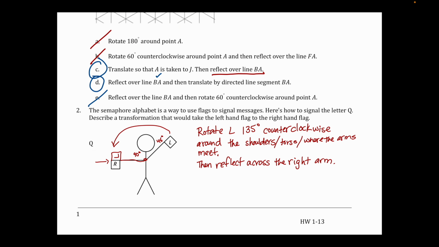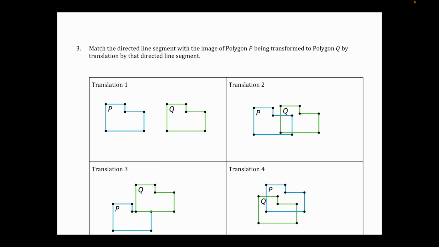Okay, let's go on to question 3. So on our next page here, we have question 3. We are matching the directed line segment with the image of polygon P being transformed to polygon Q by translation by that directed line segment. It's a little bit confusing the way they worded it, but essentially we're having a translation happen here, and they want us to identify what directed line segment works to make these translations happen.